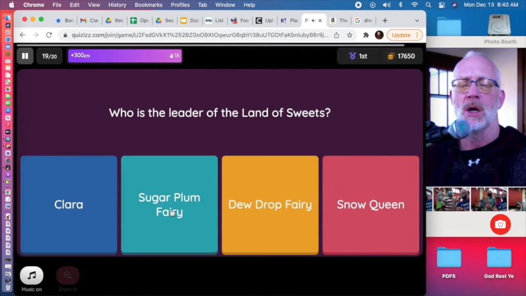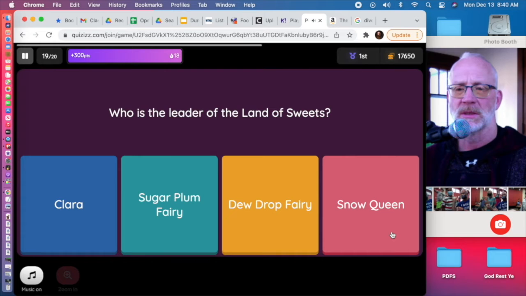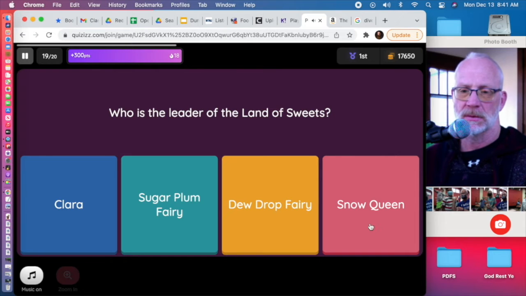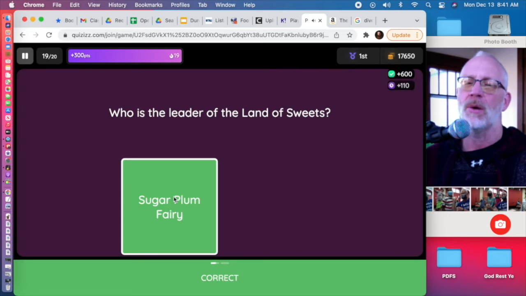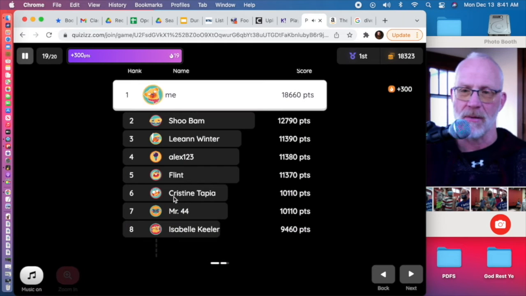Who is the leader of the Land of Sweets? Clara, the Sugar Plum Fairy, the Dewdrop Fairy, or the Snow Queen? I'm thinking Sugar Plum Fairy. What do you think? Should I? Oh, I wasn't sure on that one.